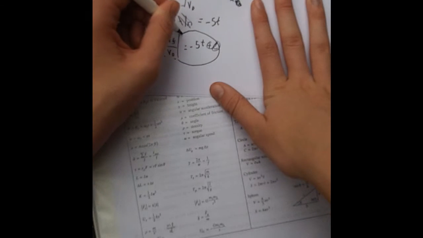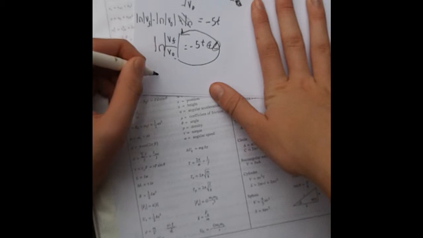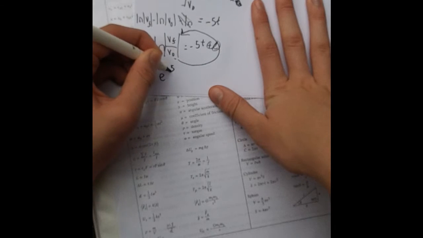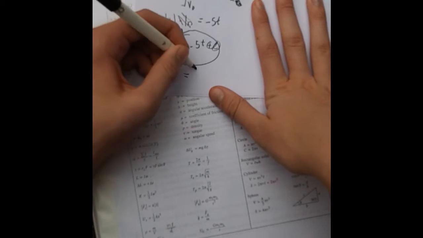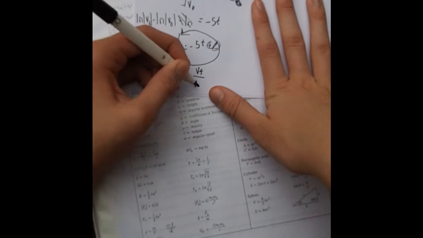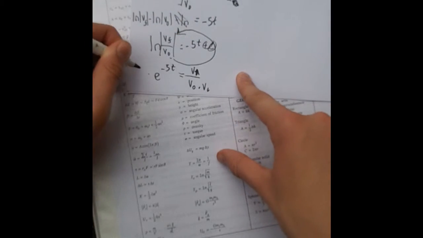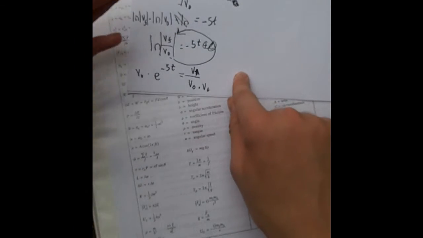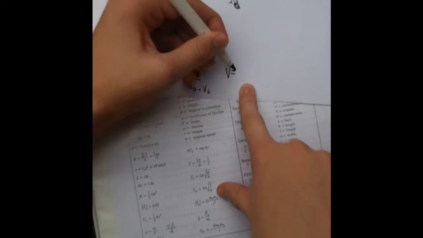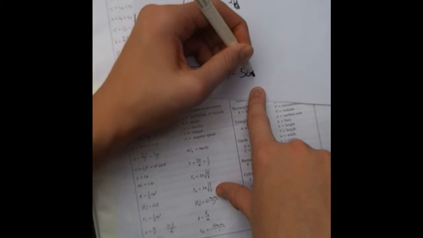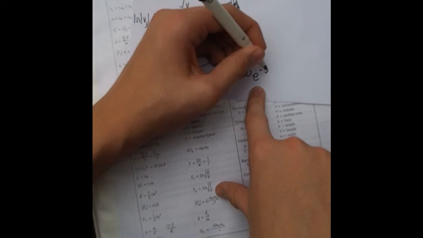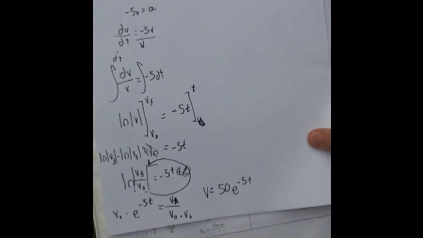So what this is saying is e to the negative 5t is equal to V over V0. Sorry, I don't know why I've been carrying F over, because it's a function. So now we have V alone. We multiply both sides by V0, which is actually equal to 50. So we have velocity is equal to 50 times e to the negative 5t. Boom. Right.